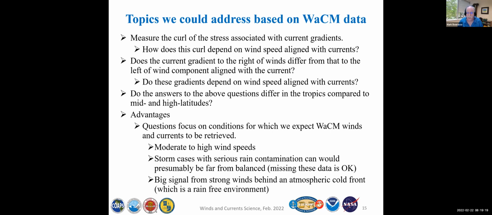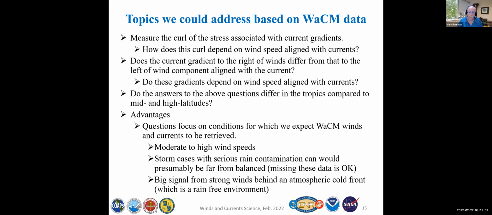So for WaCM, are these practical questions to ask? We would need to retrieve winds and currents. We can do that. We would need them more for moderate and high wind speeds than for low wind speeds. We can do that. Storm cases we can't see with WaCM in most cases, because there's too much rain in the way. And that's okay to drop out, because they're probably not going to be in equilibrium or anywhere close to it. So it'll be harder to work with.